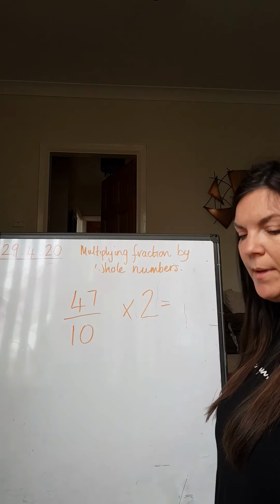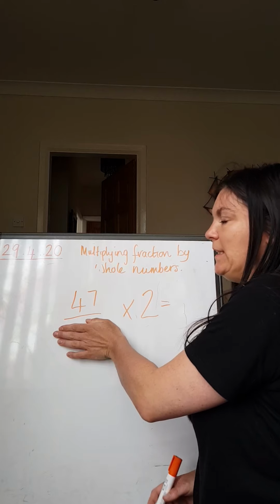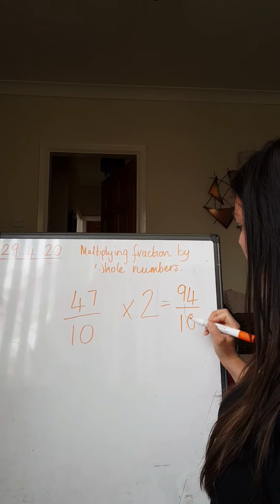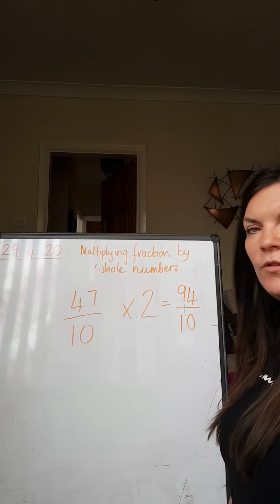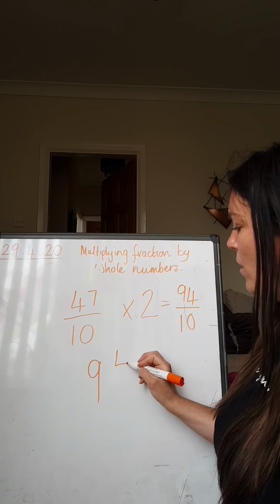And I want to times that by 2. So let's times by the top. 47 times 2, double 47 would be 94. 94 tenths. Well, I love working with tenths because they become much, much easier. How many tens can I fit into 94? 9. And then there are 4 left over.